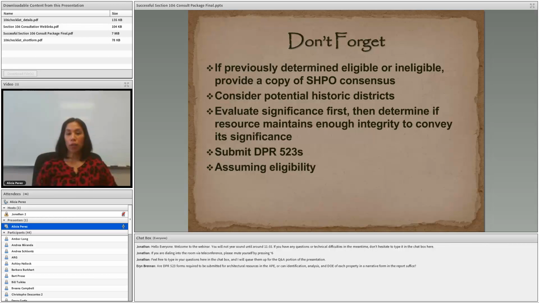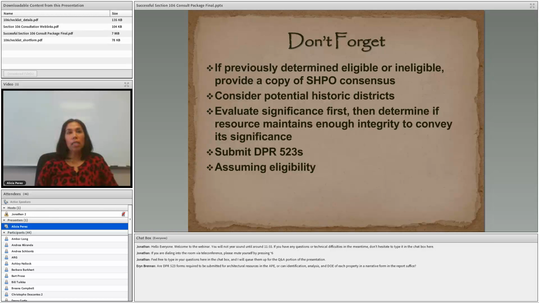So things to not forget with your DOE is if the property has been previously determined eligible or ineligible, you want to provide a copy of the SHPO consensus letter. Of course, you want to consider potential historic districts. And thing to remember too is you evaluate significance first, then you determine if the resource maintains enough integrity to convey its significance. Submit your DPR 523 forms.